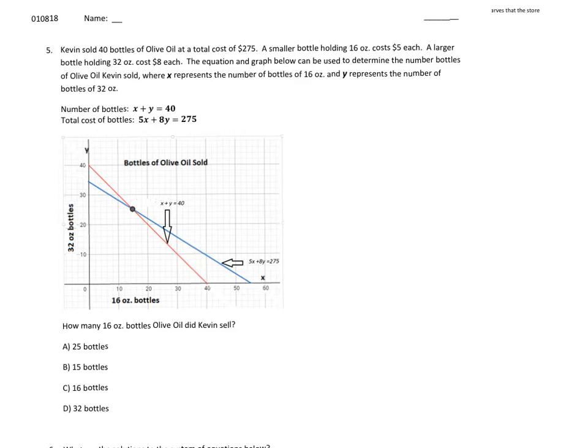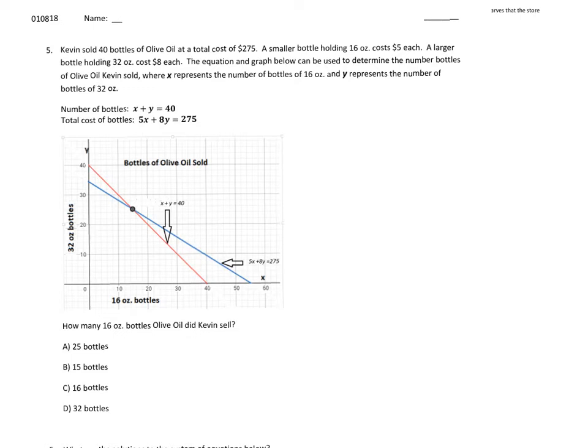Kevin sold 40 bottles of olive oil at a total cost of 275. A smaller bottle holding 16 ounces costs $5 each. A larger bottle holding 32 ounces costs $8 each. The equation and graph below can be used to determine the number of bottles Kevin sold, where X represents the number of bottles of 16 ounces and Y represents the number of bottles of 32 ounces.